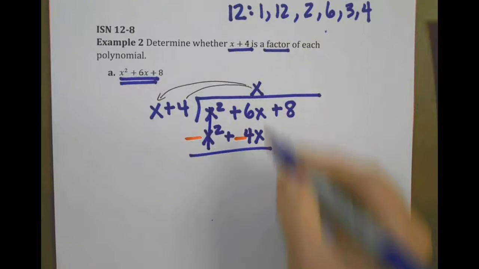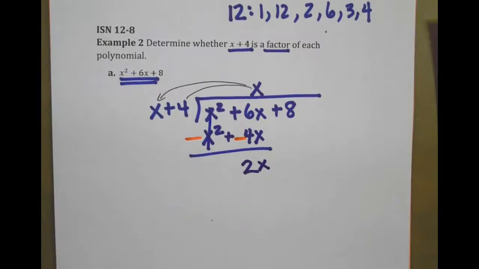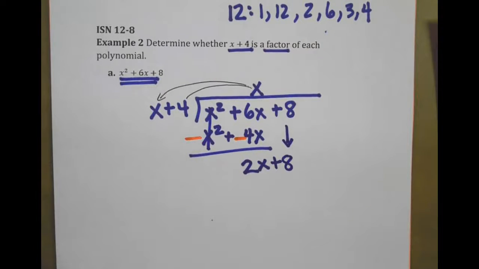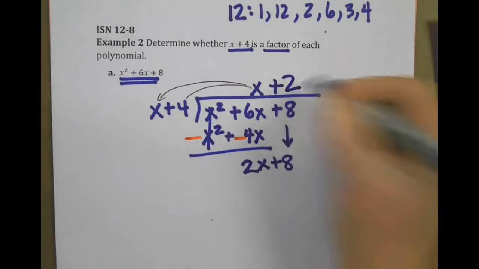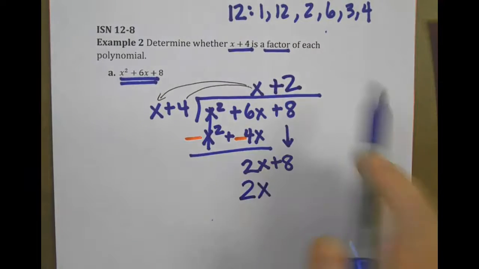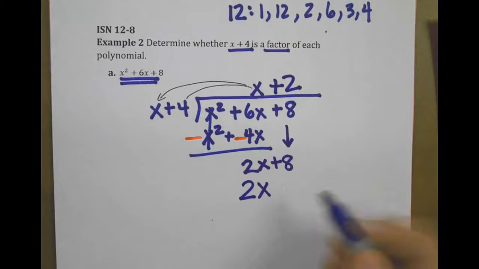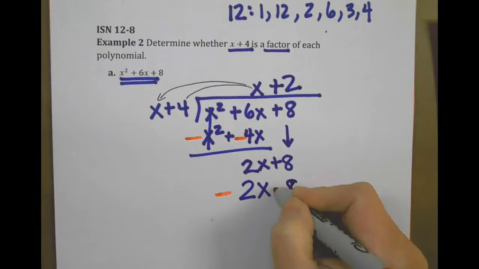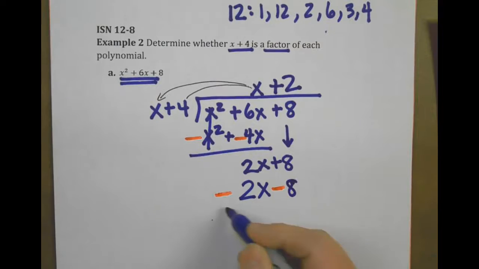The x squareds cancel out, and a 2x comes down. And then you bring down the next number. What do I need to multiply x by so it would equal 2x? So then I multiply the 2 times the x. And I multiply the 2 times the 8. And I need to subtract. To subtract, change the signs, and add up the column.